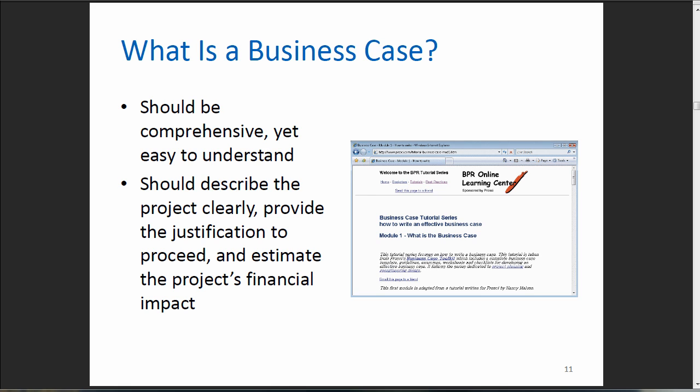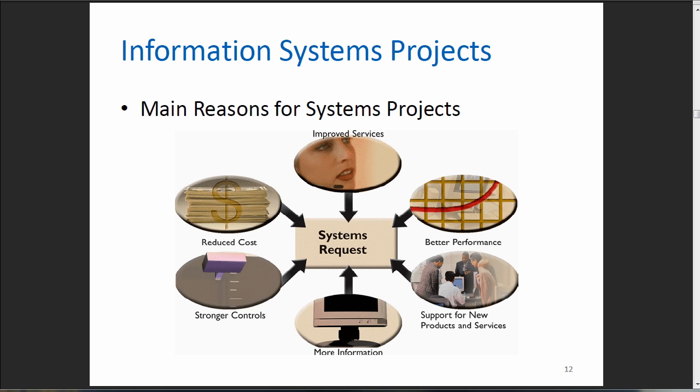So it should describe the project clearly, provide the justification to proceed, and the estimate of the project's financial impact. That's an area that can be really, really tough, but that's an area that you really need to focus on. So remember, as you do your projects, I expect to see very comprehensive amounts of money, because where scope creep and where a lot of projects fail is we put $100,000 towards this. We should have been able to get it done in 6 months. Here we are, we spent $120,000. It's 6 months later, and we still don't have a product or project or system that's providing return on investment. So keep that in mind.